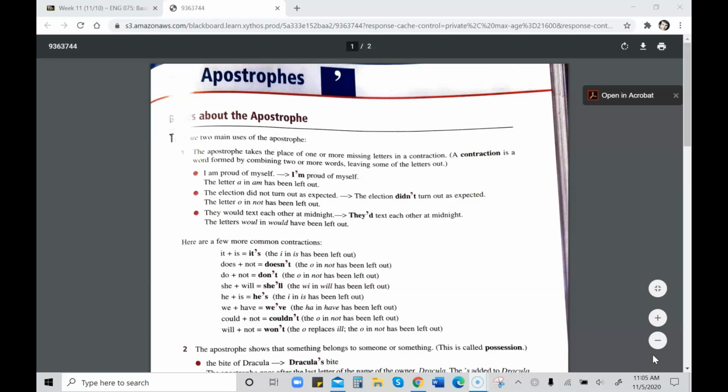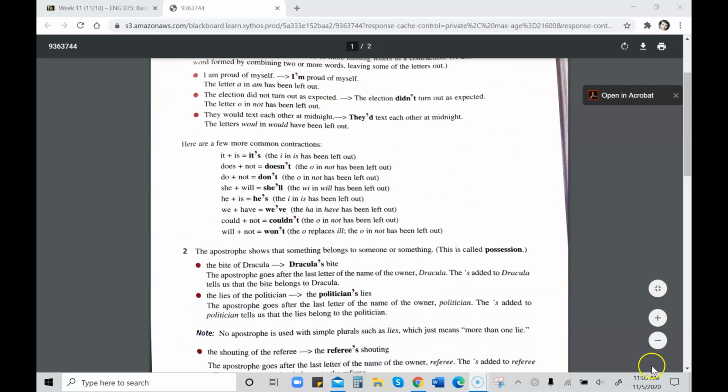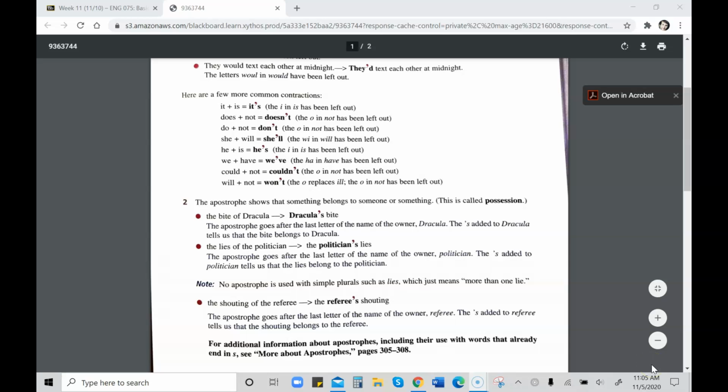I had a pretty good glare there when I took this picture. So again, this should be some review. There's the issue of the contraction, and you'll see some of those examples, and also this idea of showing where something is missing, or something that is possessive. And so you can see some of those other examples there for you as well.